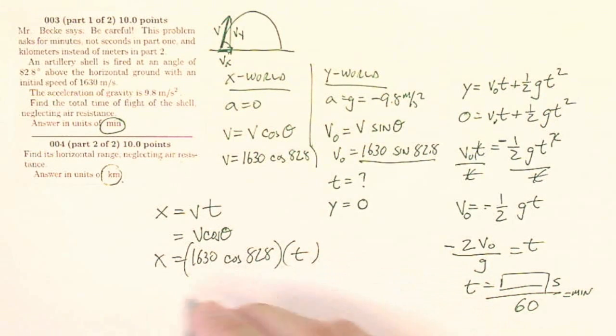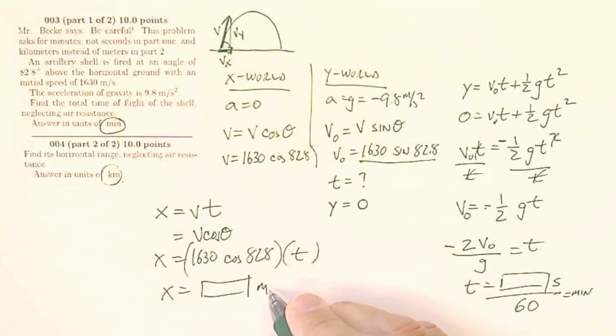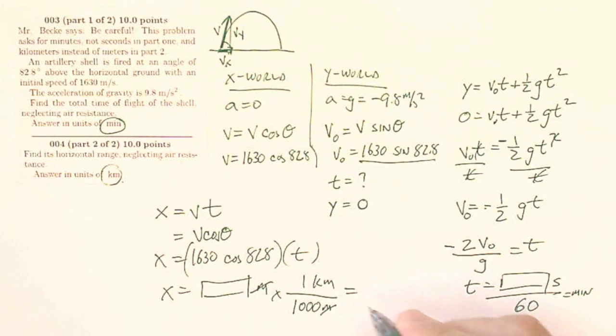Now that'll give me meters. So that will give me a certain number of meters, and in order to get that into kilometers, you're going to have to take that times, let's see, 1,000 meters is the same as 1 kilometer. So meters will go away. So you're dividing by 1,000, and that will give you your distance in kilometers.